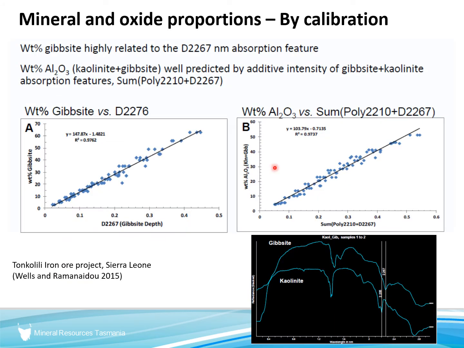Mineral proportions, we can calibrate. As I mentioned, here we're calibrating the amount of gibbsite in a mine-based deposit where they didn't want gibbsite in the ore, so they could use hyperspectral techniques to actually calibrate that.